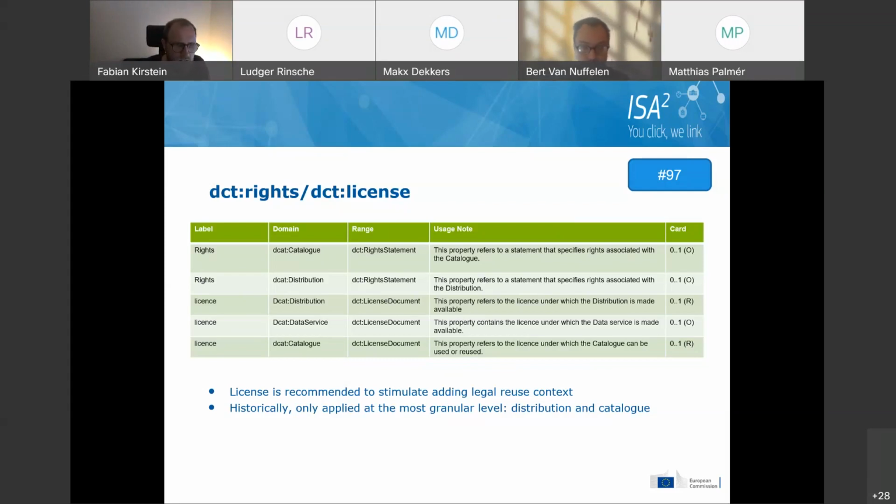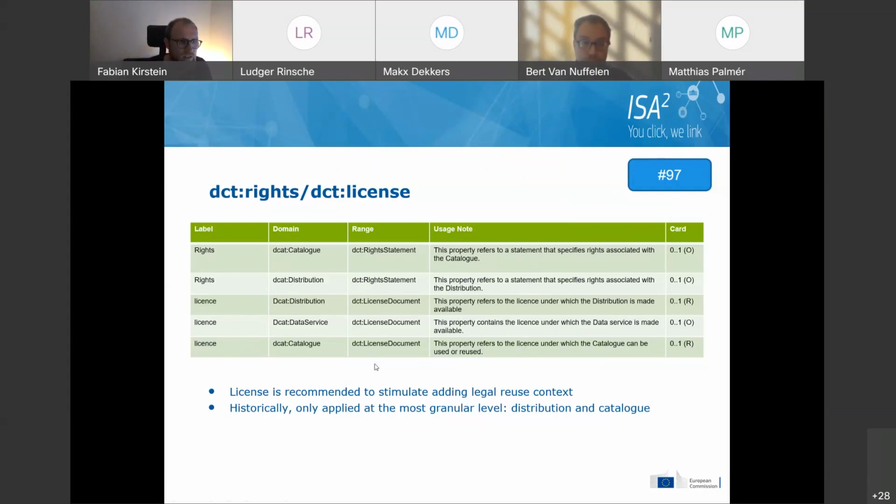License is mainly recommended because we want to stimulate publishers to add legal information in the reuse context. Historically that was applied at the most granular level, the distribution, and we extended this to the data services in the previous major release.